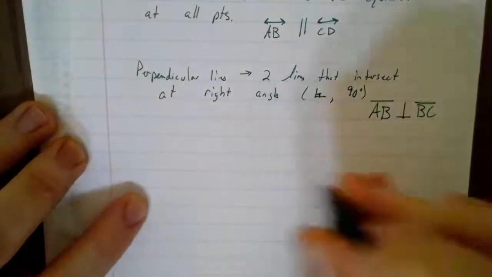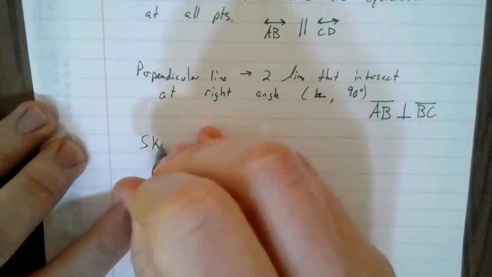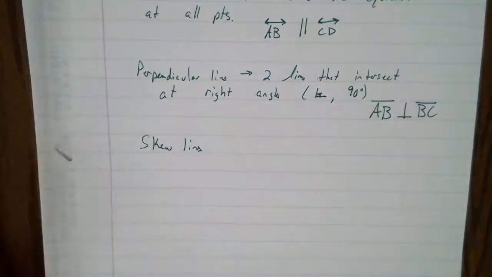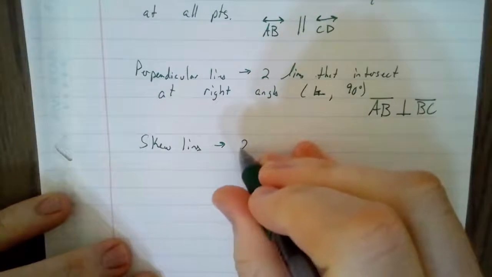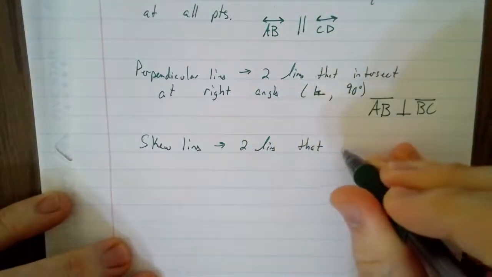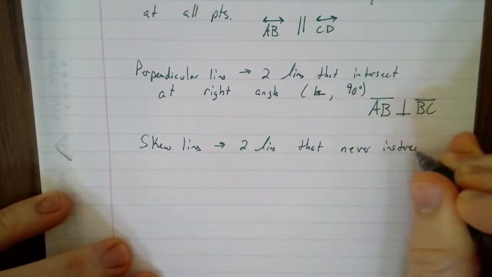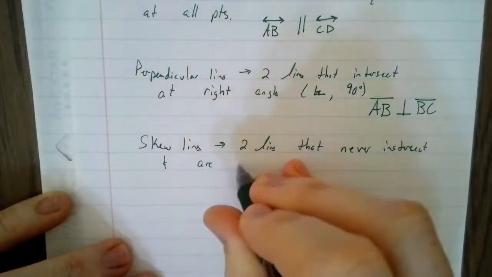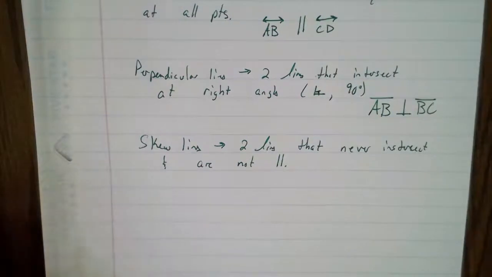Now the next one does not have a special symbol or notation, but it's called skew lines. Skew lines are kind of hard to imagine, but it's two lines that never intersect and are not parallel. So they don't intersect and they're not parallel.